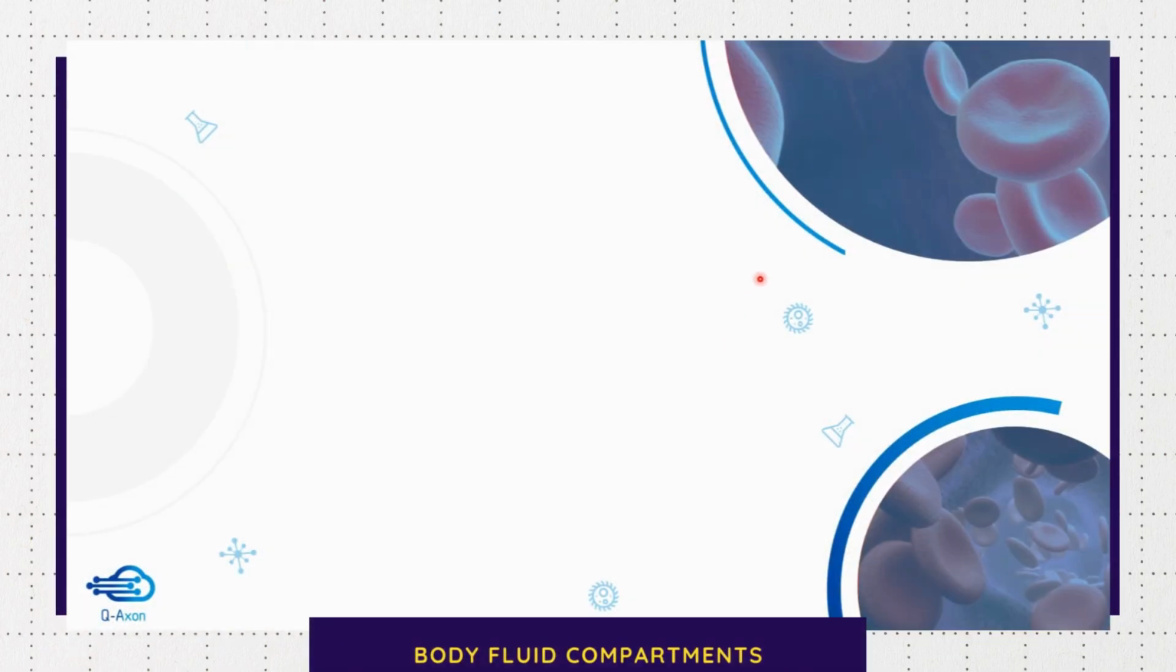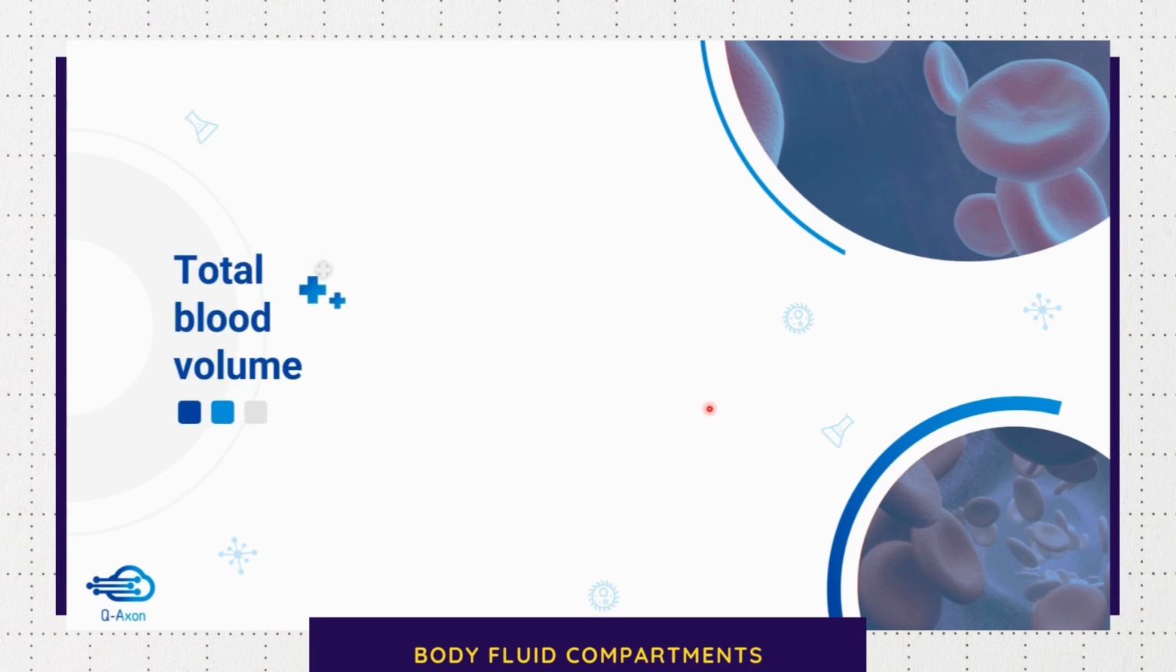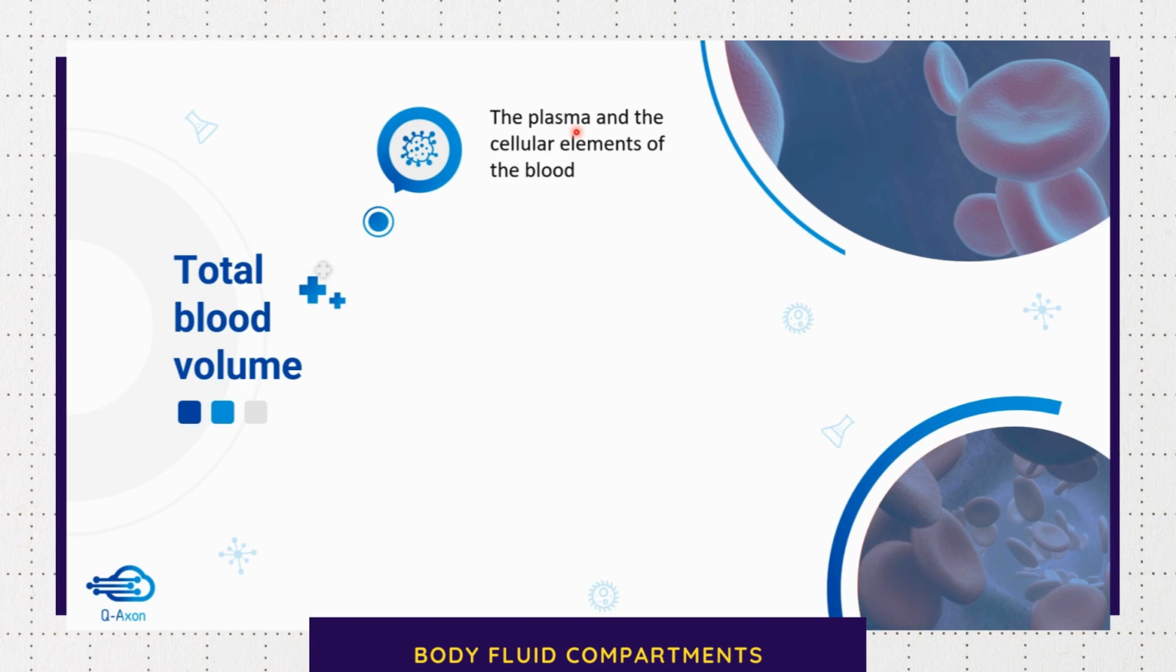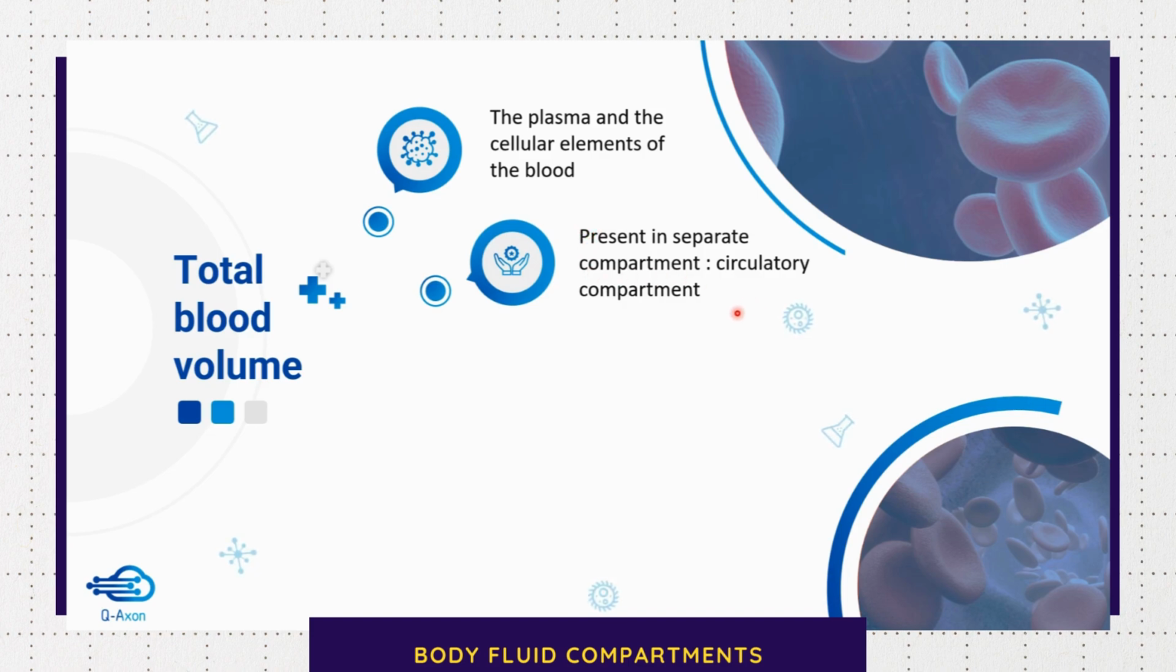Okay, but when we are talking about fluid compartments, we also consider a special fluid compartment known as total blood volume. You might be thinking that we have already considered the plasma which is flowing in the blood vessels, right? But here when we talk about blood, it consists of plasma plus the cellular elements of the blood, that is the RBCs, WBCs and platelets. But why are we considering it separate? Because it has special functions and it is flowing in a separate compartment, that is the circulatory compartment.